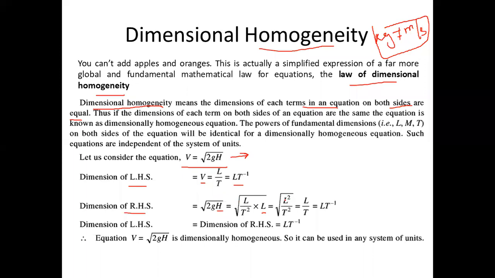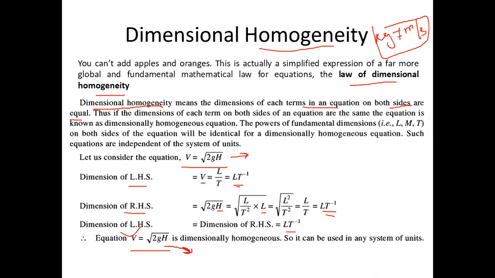So if you solve it, it will become the square root of L square by T square. Now if you solve this under root, it will become L by T, which is L into T^-1. Now if you compare LHS with RHS, both the dimensions are the same. The dimension on LHS and RHS are both equal to LT^-1. So I can say the relation V is equal to √2gh is correct. I can apply this relation. So this is what you validated.